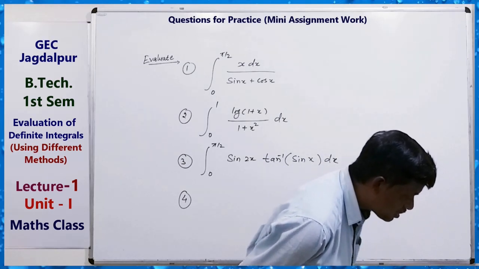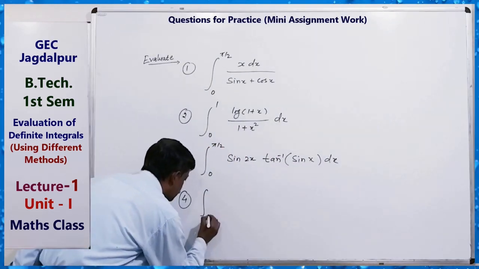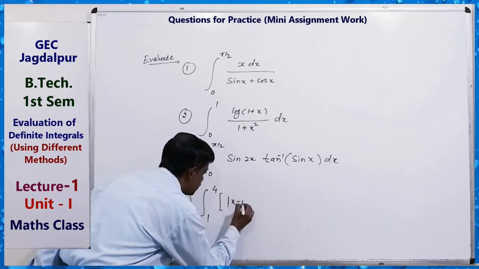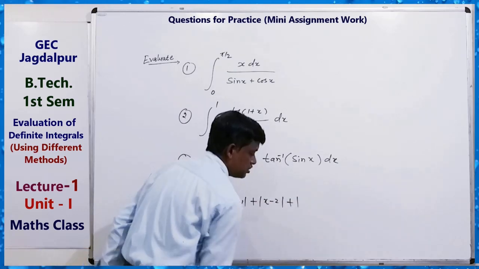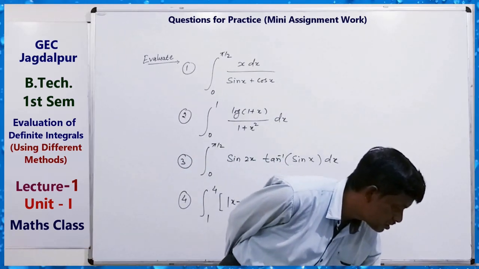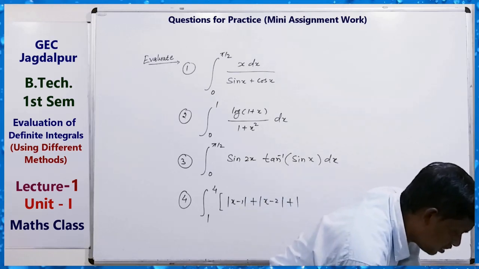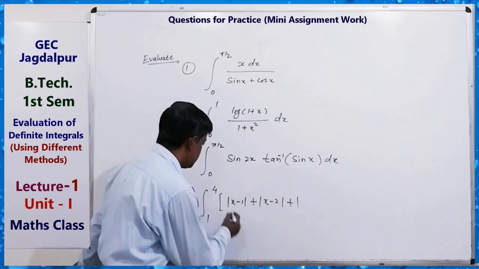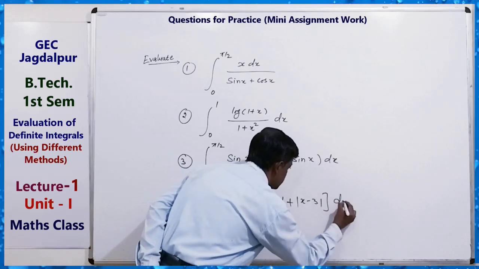integral 1 to 4 of mod of x minus 1 plus mod of x minus 2 plus mod of x minus 3 dx, that is, mod (x minus 1) plus mod (x minus 2) plus mod (x minus 3).